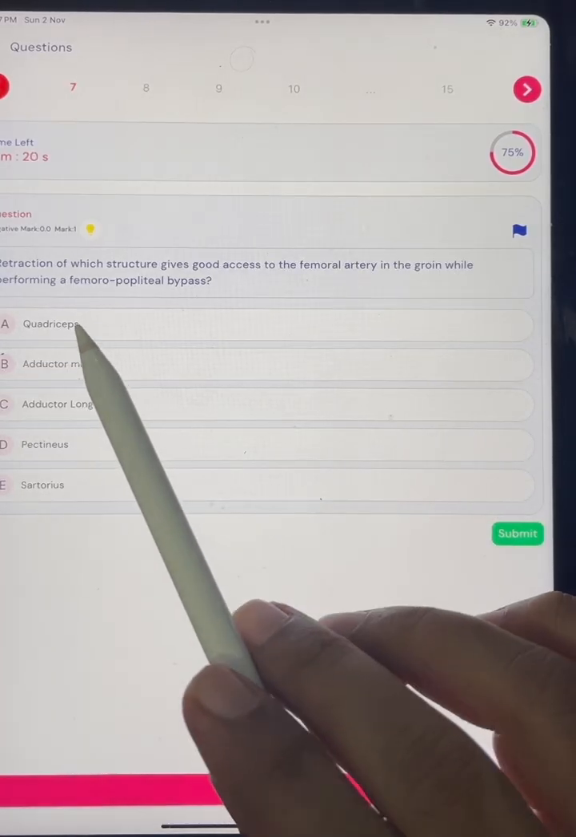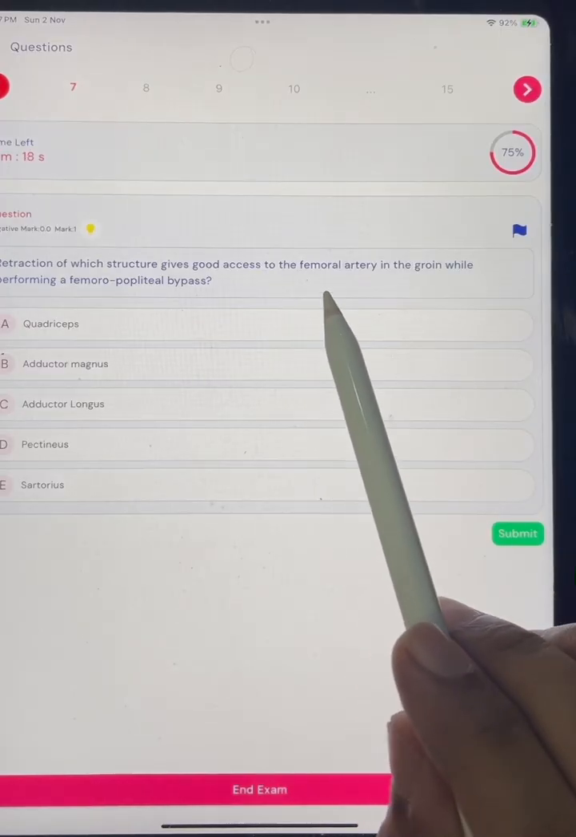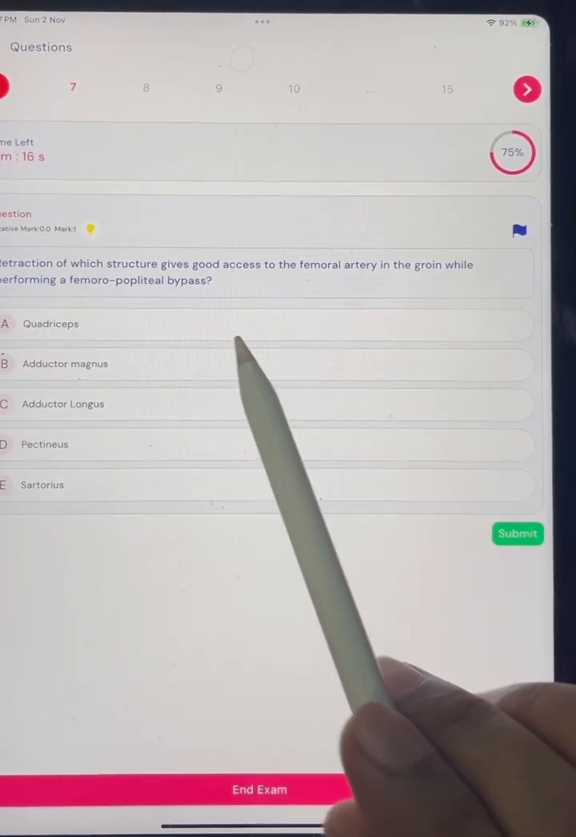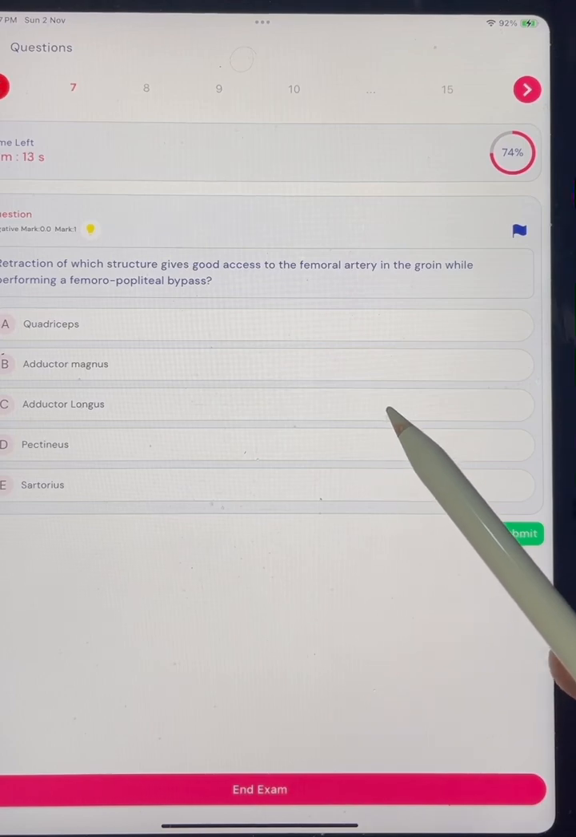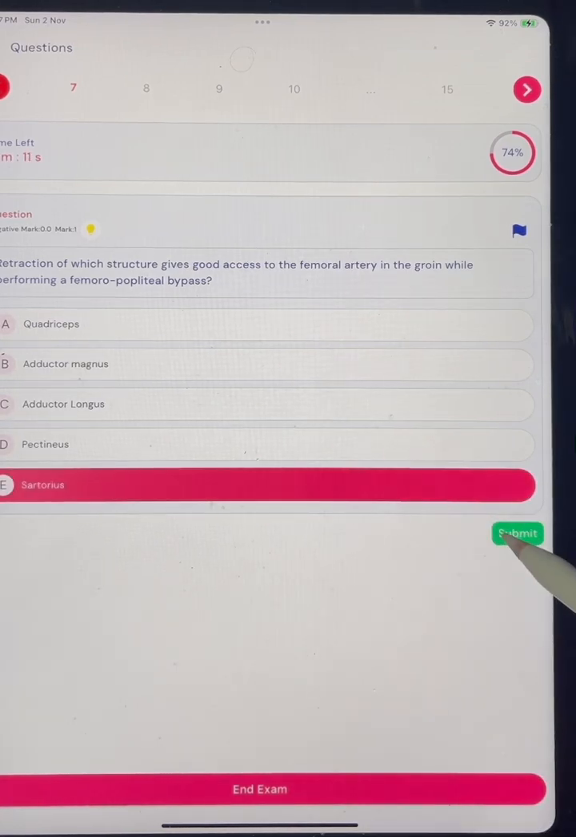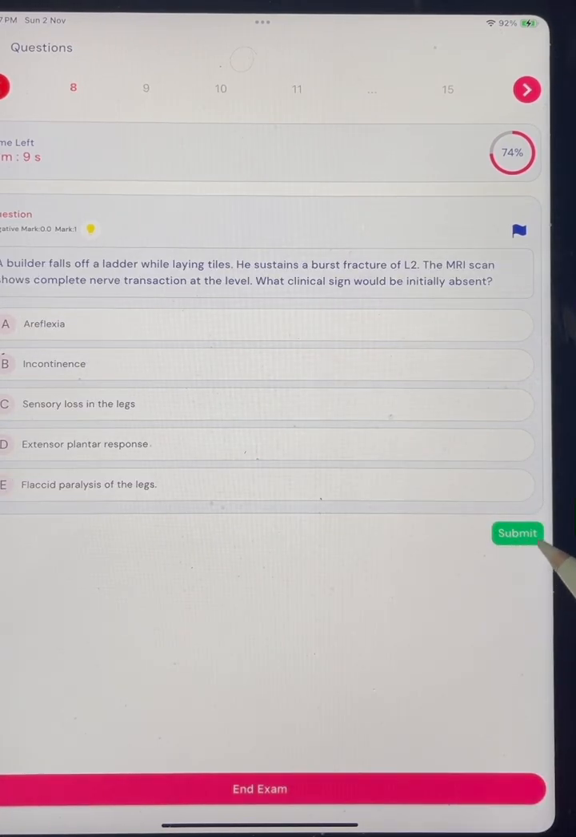Let us see. Retraction of which structure gives good access to the femoral artery in the groin while performing a femoral popliteal bypass? You need to retract sartorius.